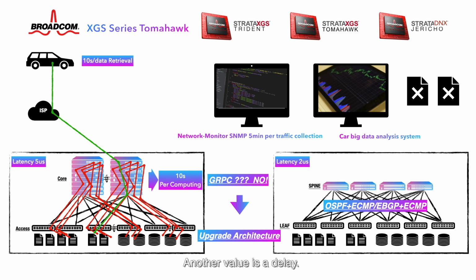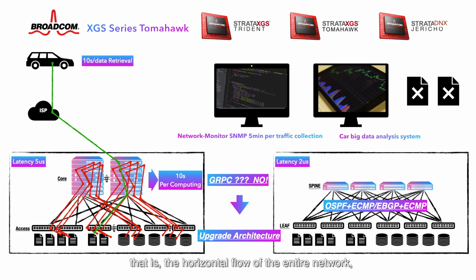Another value is the delay. The chassis type cross-card forwarding delay will be relatively high because it passes through multi-chips. Currently, the delay of forwarding from a port of a 100 gig card to a port of another 100 gig card is about 5 microseconds. Well, a box-type device with the same density, because it's a single chip, the forwarding delay of the 100 gig interfaces is about 2 microseconds.